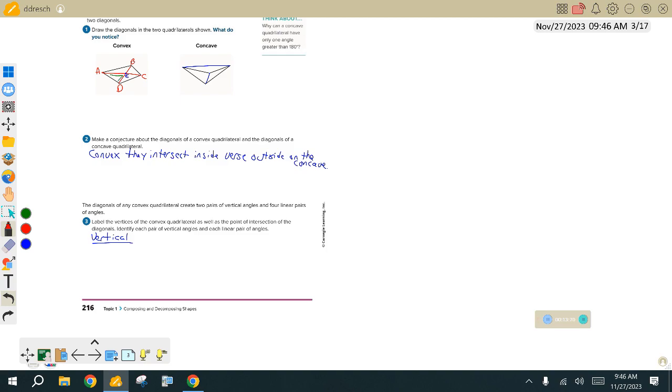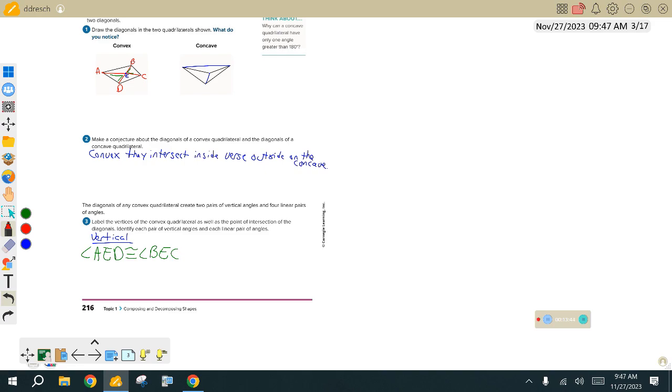AED. Cool. That's one angle. So angle AED is vertical with BEC, I heard. Yep. And what do we know about vertical angles? They are always congruent. So let's jot that down. No matter what we've got, they are always congruent. AED is congruent to BEC.